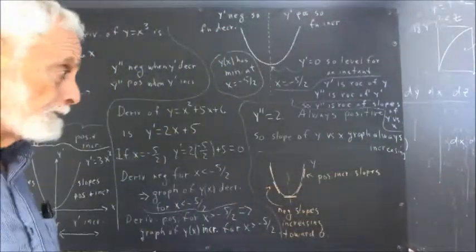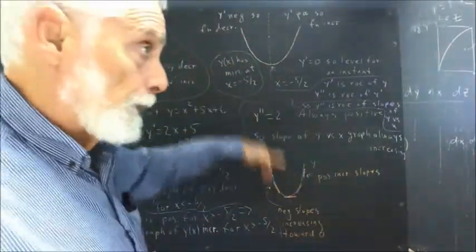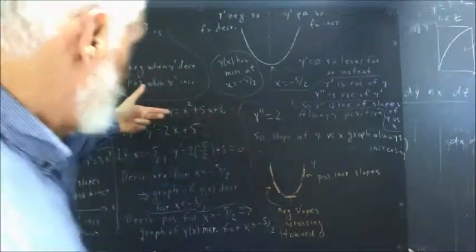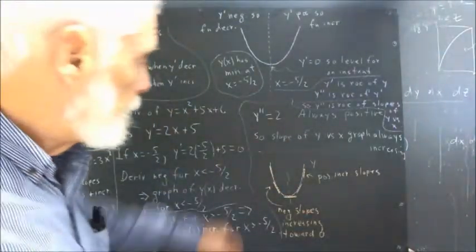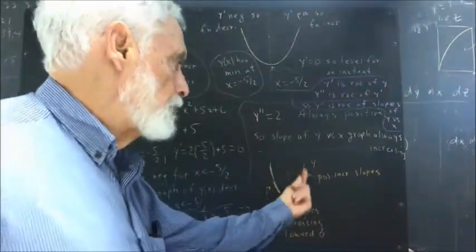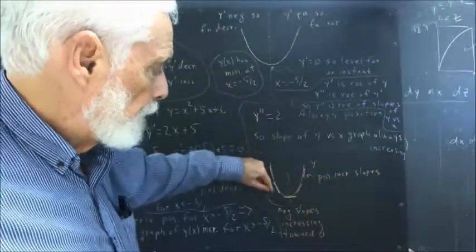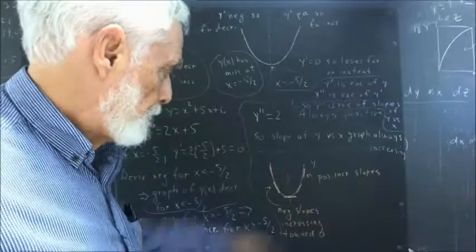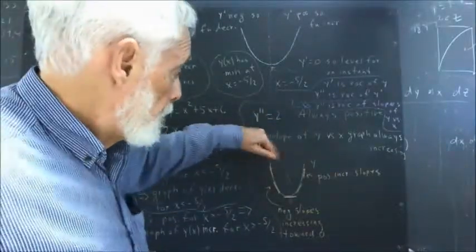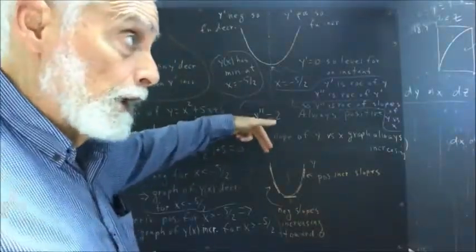What does that tell us? Well, what does that look like? It could look something very much like this. Your y versus x graph, as you know, is a parabola. Here's a slope, here's a slope, here's a slope. We have negative slopes on this side of the axis of symmetry and positive slopes on this side of the axis of symmetry.